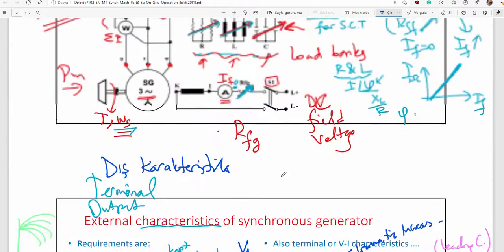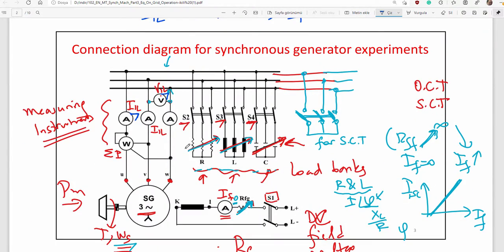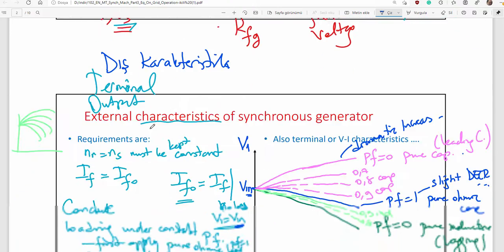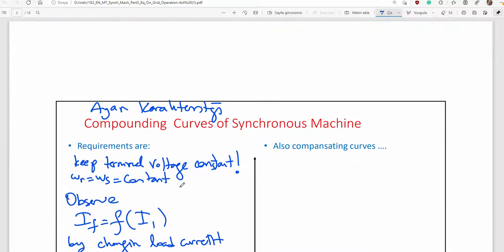For example, first of all, you decide to conduct that experiment by applying some ohmic load. So switch on S2 only, and then change load and observe field current versus I1. That is the compensating curves, compounding curves. All those are the same, compounding curves.